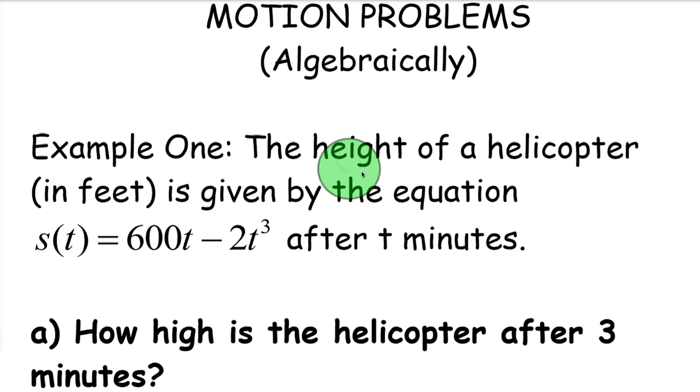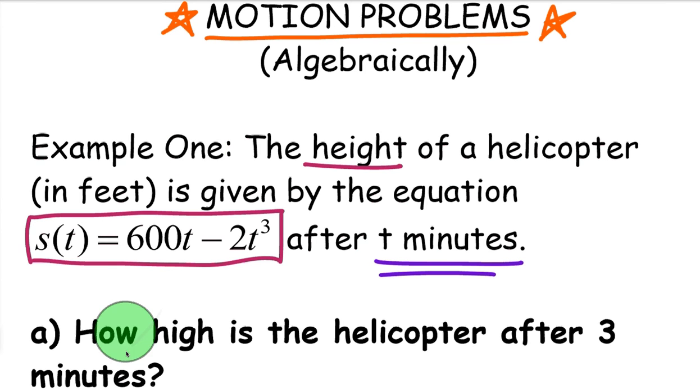So what this means for the helicopter is that after 0 minutes, it's going to be 600 times 0 minus 0, which would be 0 feet high. After 1 minute, if we plugged in 1 for t, we're going to get 598 feet. After 2, we'd get a different number back, and so on. So if you plug in after so many minutes, it's going to tell you how high the helicopter is. We're going to start with an easy question for this first example. It says, how high is the helicopter after 3 minutes?